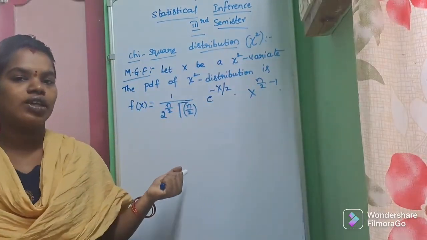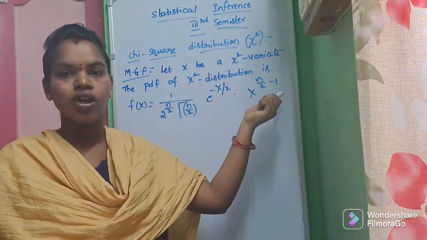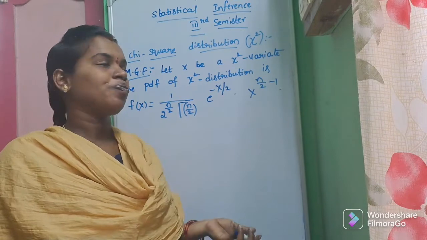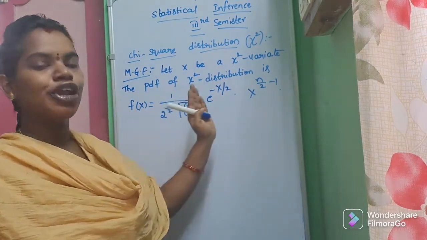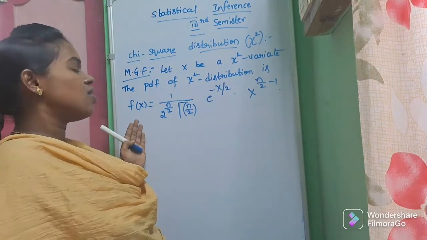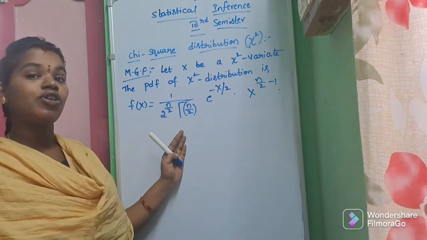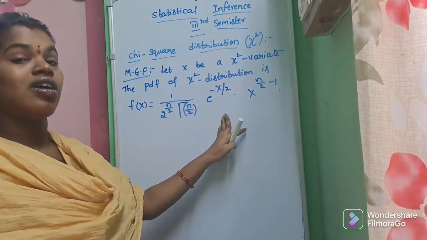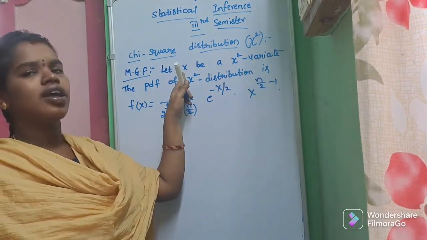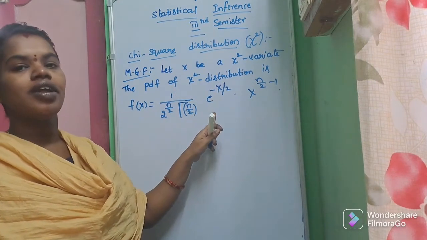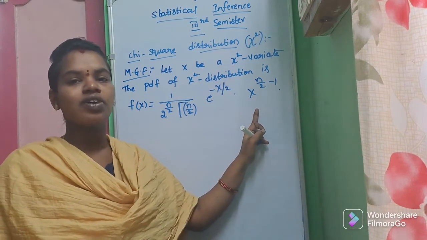Moment generating function of the chi-square distribution. What is the moment generating function of the chi-square distribution? Let X be the chi-square variate. We are just denoting that chi-square variate as capital X, and the PDF of the chi-square distribution changes to f of x equals 1 by 2 power n by 2 into gamma of n by 2, into e power minus x by 2, into x whole power n by 2 minus 1. That is our PDF.